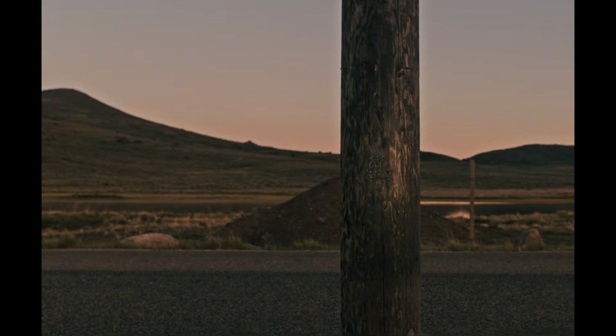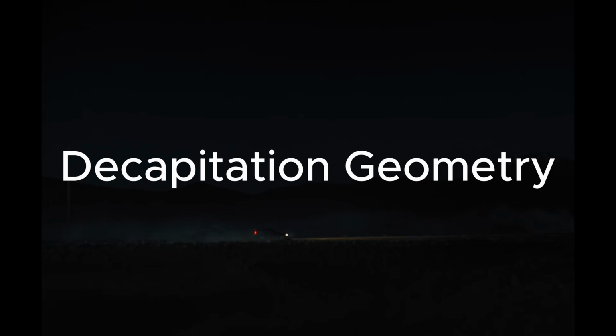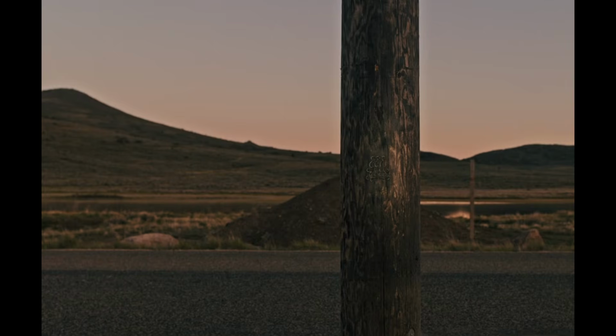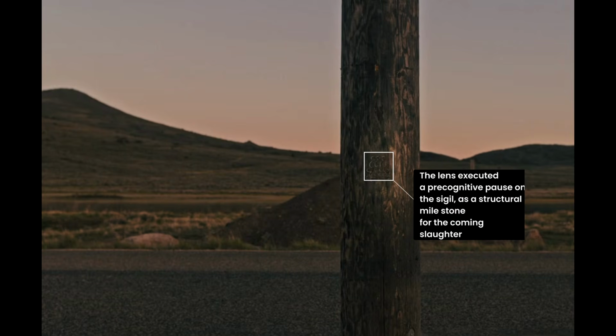But the critical instruction for the viewer lies in the geography of the telephone pole. Look at the sigil carved into the wood. The camera pans to capture the sigil before the car even arrives at the point of impact. This is the decapitation geometry. The camera anticipates the kill because the camera, as Paimon, choreographed it. The accident is a mechanical necessity, a required step in a demonic assembly manual. It is simply checking off a logistical requirement.